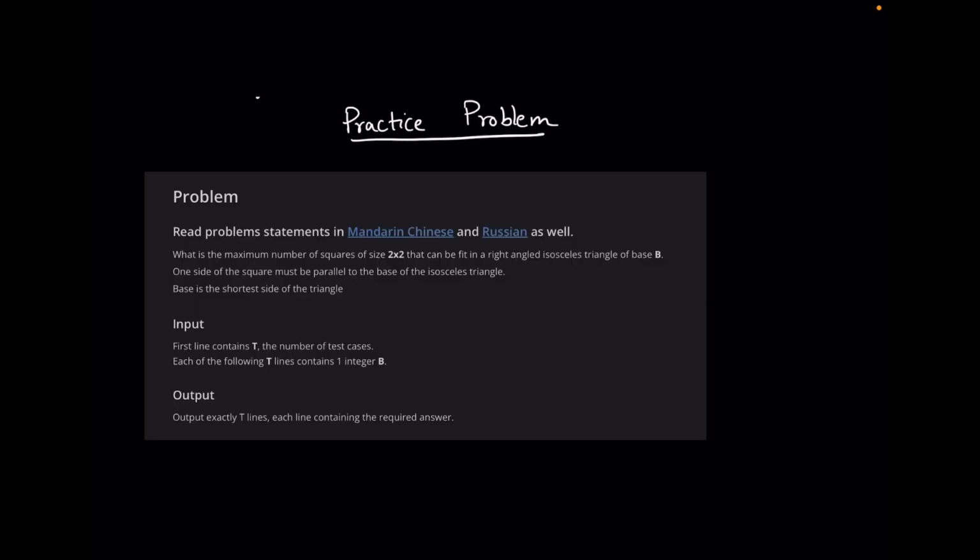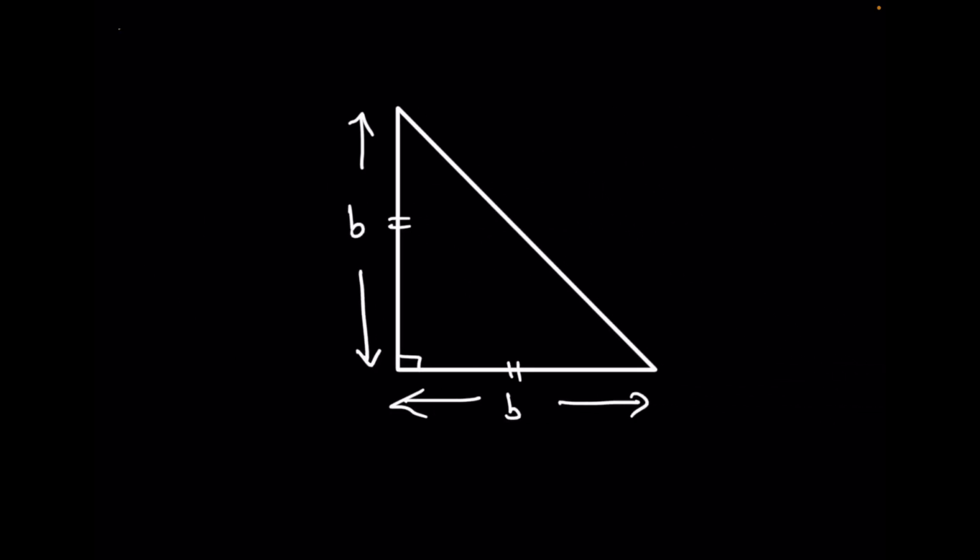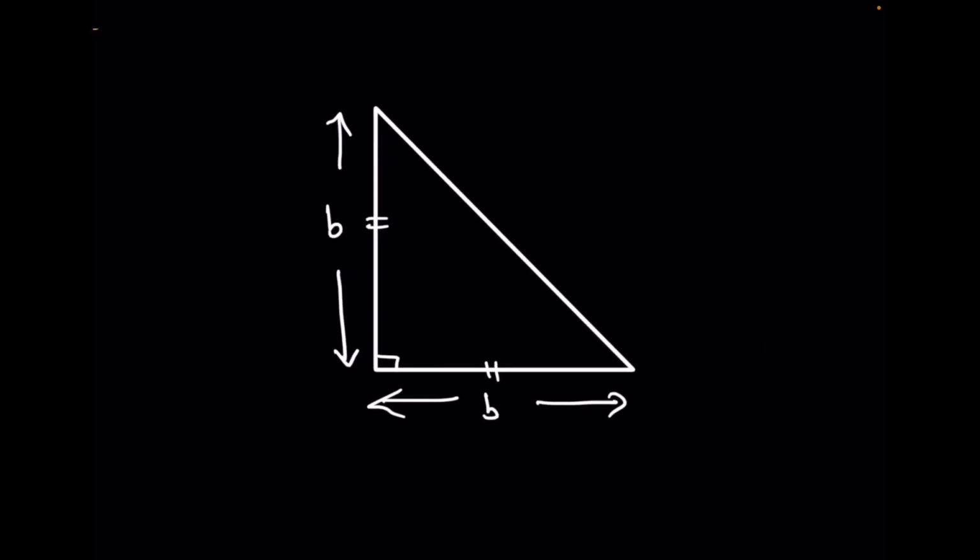The problem we have is, what is the maximum number of squares of size 2 cross 2 that can be fit in a right angled isosceles triangle of base B? One side of the square must be parallel to the base of the isosceles triangle. Base is the shortest side of the triangle. So what the problem basically says is that you're given an isosceles right angle triangle. Isosceles meaning that the base and the perpendicular are equal in length. And this length is given as B, right?